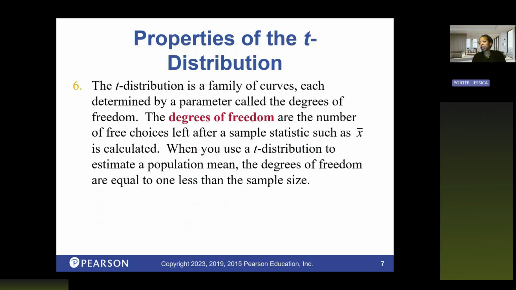Okay, let's get to the picture. So the t-distribution is a family of curves, each determined by a parameter called the degrees of freedom. The degrees of freedom is another place where the t is going to differ from the z. We're going to use degrees of freedom, which is n minus 1, or the sample size minus 1. The degrees of freedom are the number of free choices left after a sample statistic such as x bar is calculated.